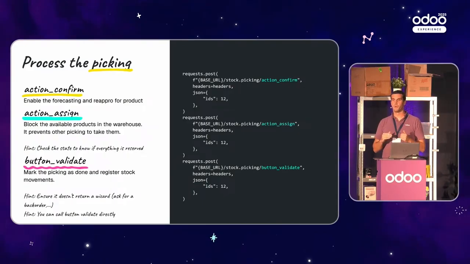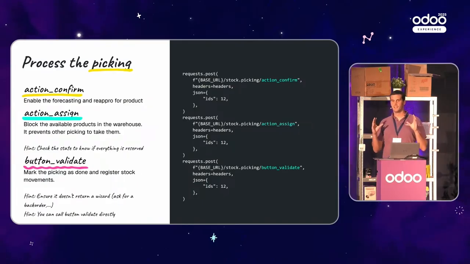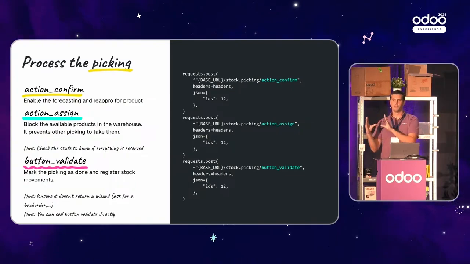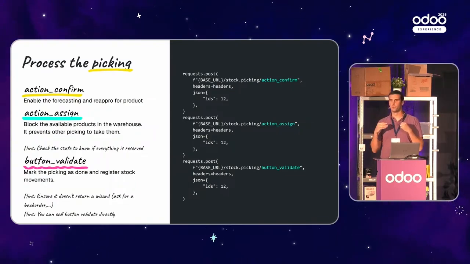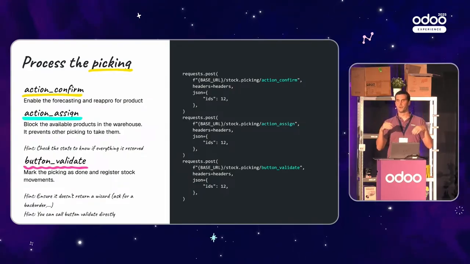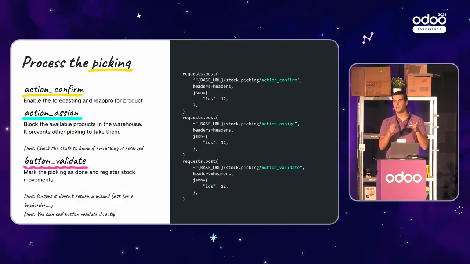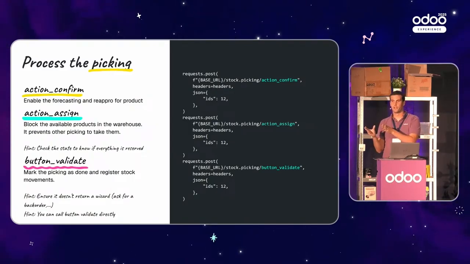After that, when we really have to do the picking, so the picker has to pick everything, we have the action assign method. The action assign method tells the system, I want to block the different products for this picking, so I'm ready to pick them in the warehouse. It will also specify on the move where they are, which area number you should pick from, and whether I have enough in stock or not.